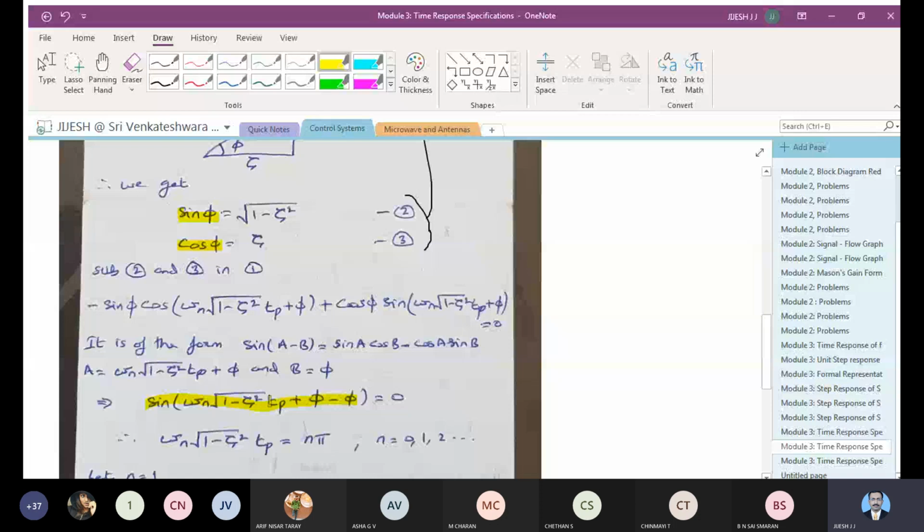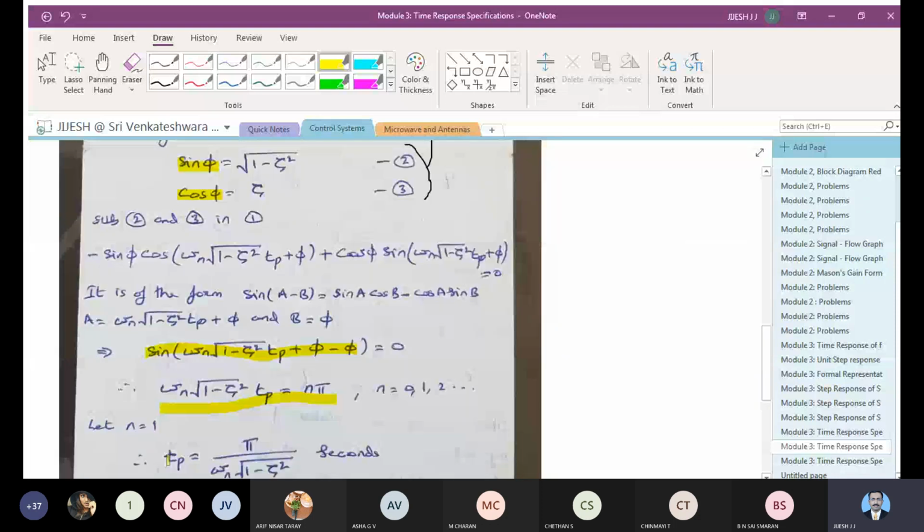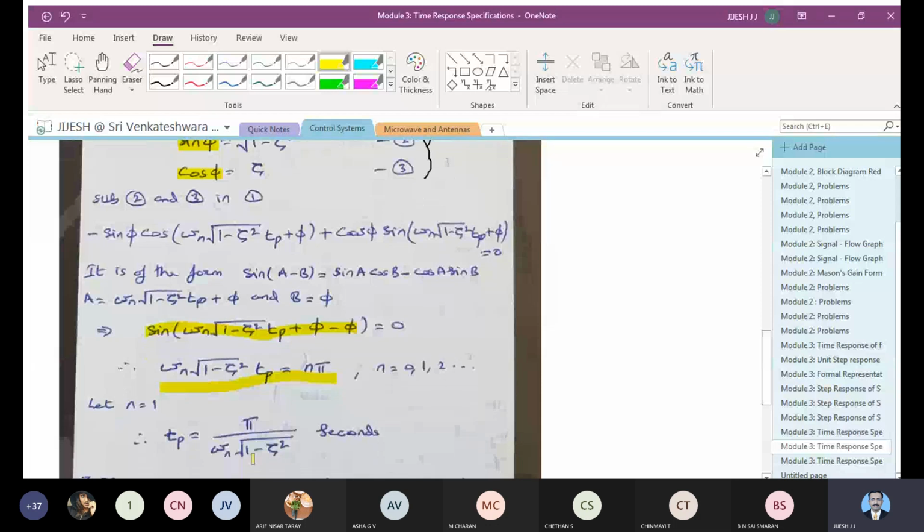So you know that sine of an angle is equal to 0 only when it is equal to n pi, a multiple of pi. So we can just say that let n is equal to 1. So Tp can be written by using this equation. That is very important to understand. Tp can be written as pi divided by omega and root of 1 minus zeta square. That will be in seconds.